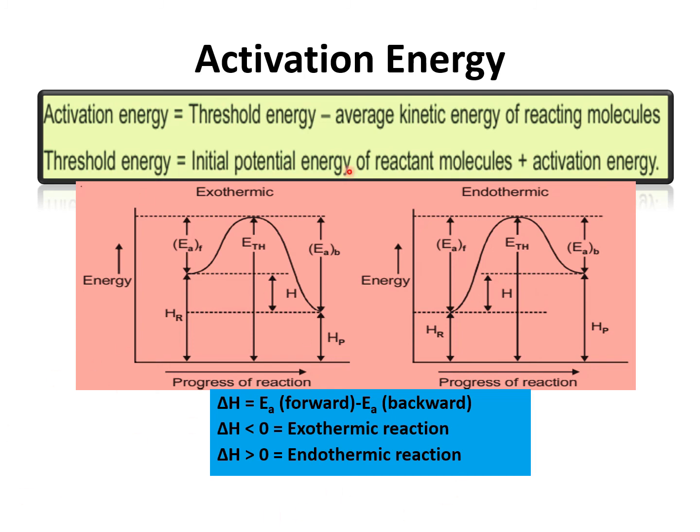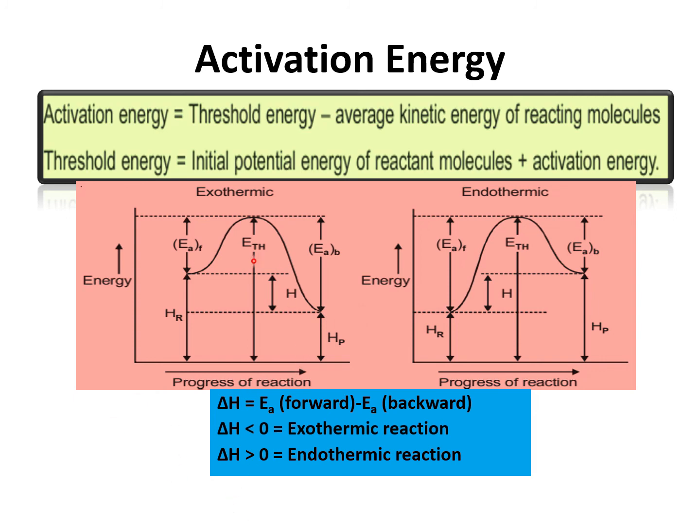So how to calculate, I already said. This is the threshold energy, this is the activation energy of the forward reaction, and the activation energy of the backward reaction. This is the enthalpy or energy of the reactant and the energy of the product. According to that we need to calculate the activation energy, finding the difference with the help of the threshold energy.